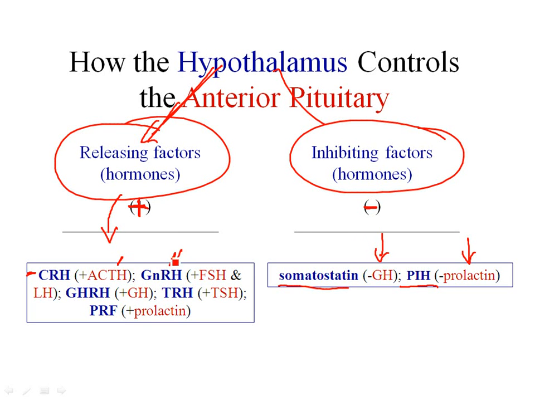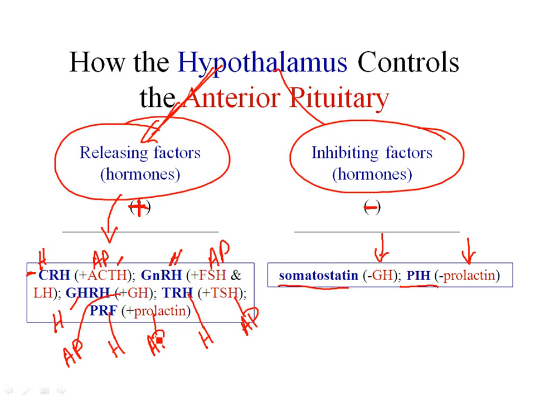Gonadotropin releasing hormone from the hypothalamus tells the anterior pituitary to release follicle stimulating hormone and luteinizing hormone. Growth hormone releasing hormone from the hypothalamus targets the anterior pituitary and tells it to release growth hormone. Thyrotropin releasing hormone from the hypothalamus targets the thyroid gland and tells it to release thyroid stimulating hormone. And prolactin releasing factor from the hypothalamus targets the anterior pituitary, which releases prolactin, which targets the breast.